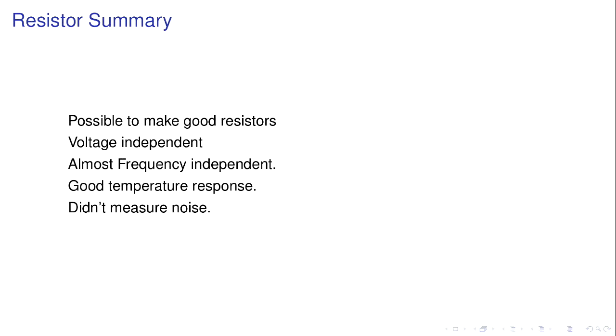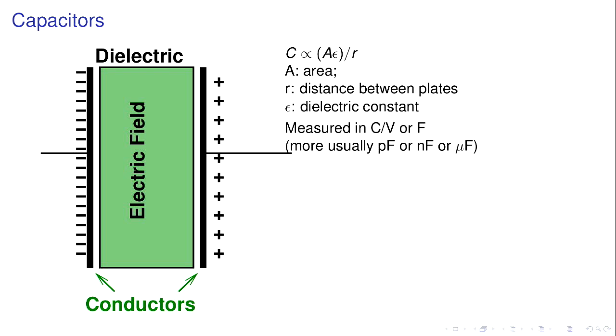Let's try capacitors. A capacitor is a gadget that stores energy in an electric field. It consists of two pieces of metal, which we call plates, separated by an insulator, which we call a dielectric. The idea is that on one side, you take electrons away, and the other side, you put electrons on, and that causes an electric field between the two plates.